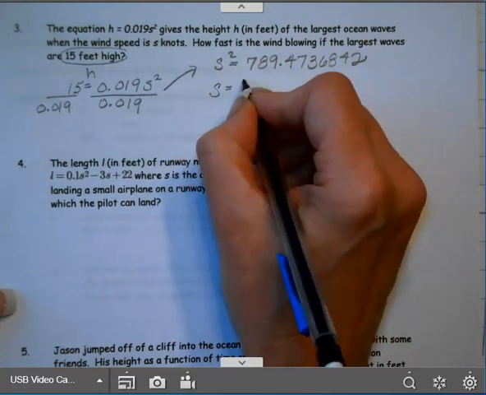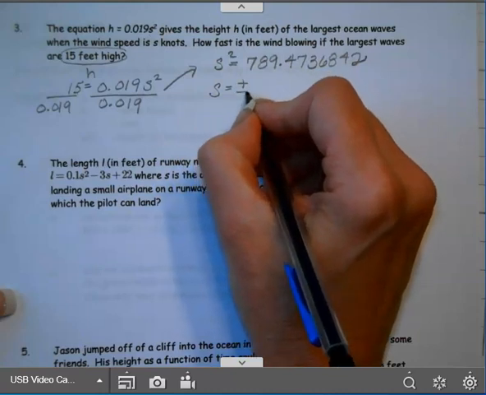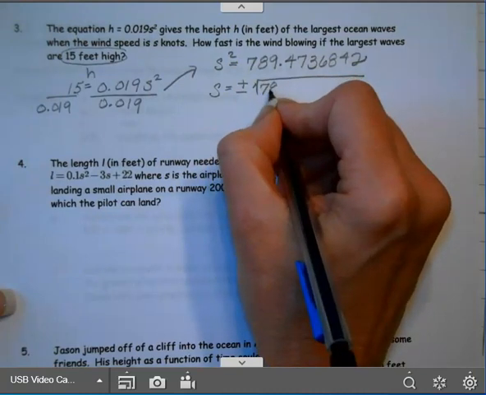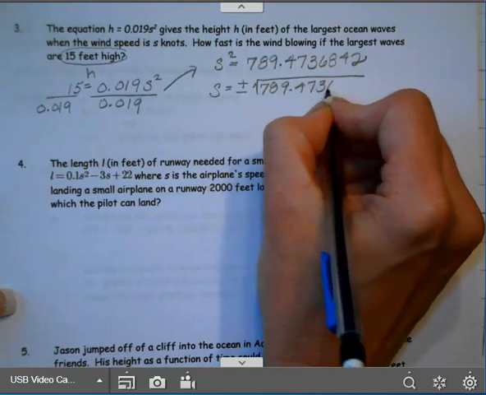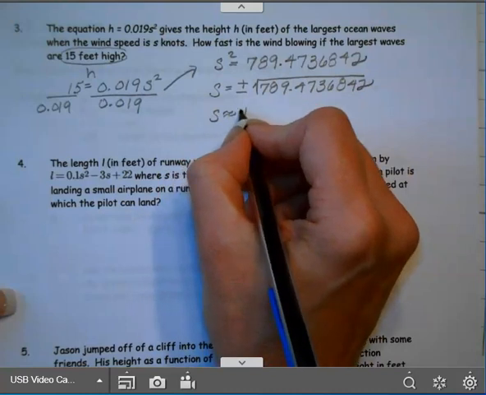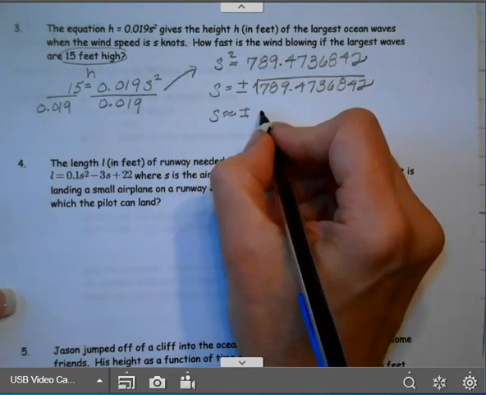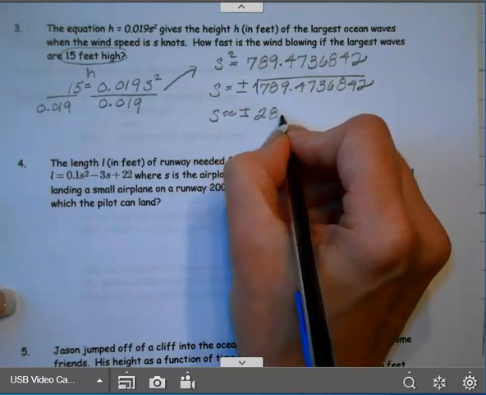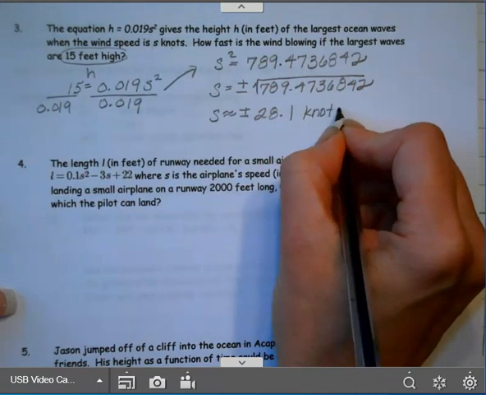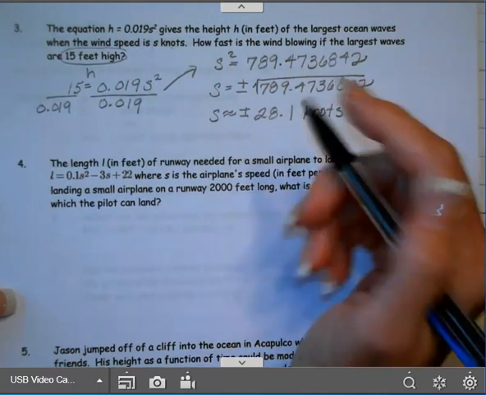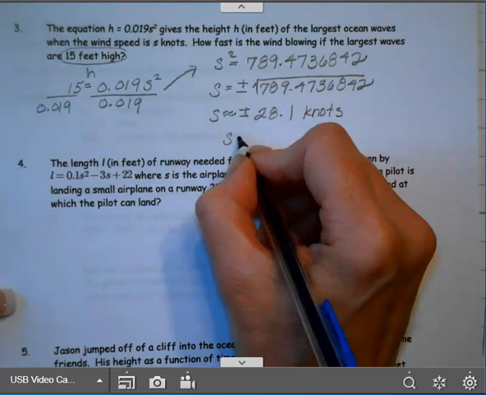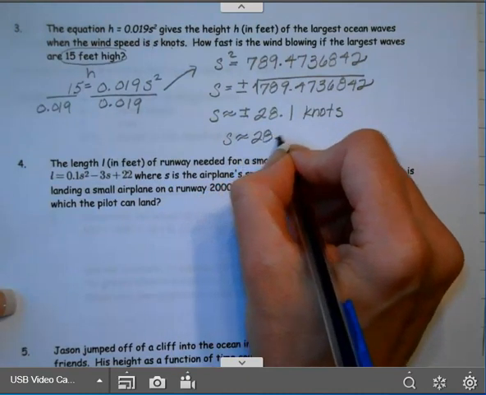When you do that, you'll get a plus or minus on this side. And then, so you're going to take the square root of that long thing up there. And so s is approximately, let's go ahead and just round this to the nearest tenth. So 28.1. And s is in knots, so we'll include our units on that. And one of those solutions will not make sense. I'll have to throw out the negative one. So s is approximately 28.1 knots.